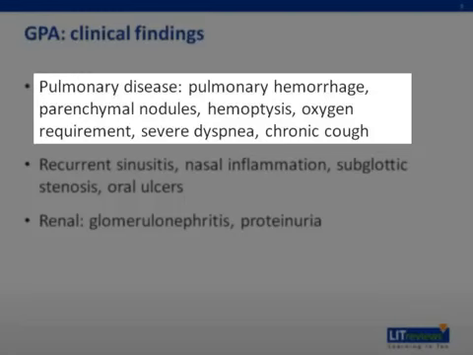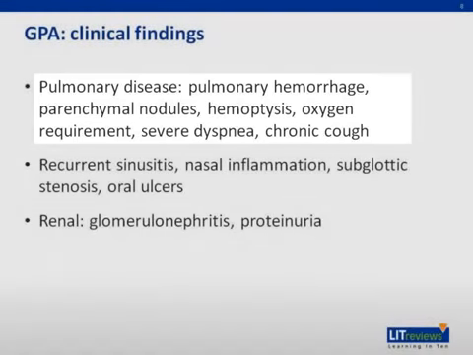GPA also presents with parenchymal nodules, which can be seen either on plain radiographs or on CT scans of the lungs. These nodules can be solid or cavitary, and tuberculosis is in their differential diagnosis. Regarding symptoms, individuals may experience more chronic symptoms such as chronic cough, with or without hemoptysis or recurrent pneumonias.